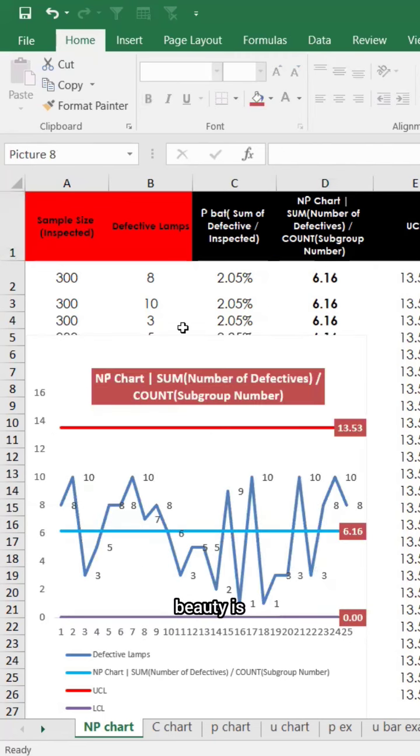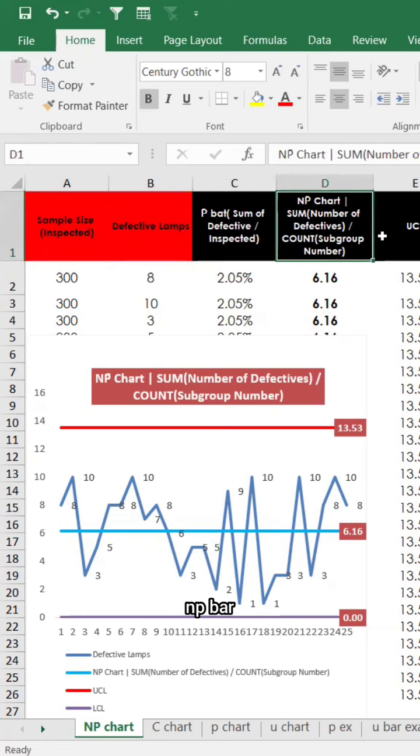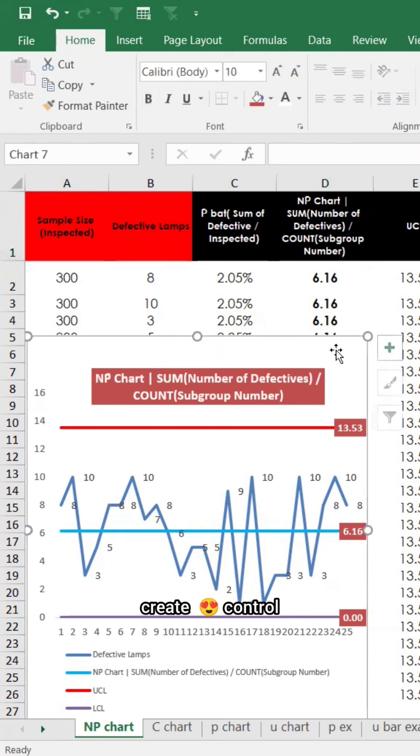The beauty is that whenever you update this, the limits get calculated automatically. The only thing you have to update is these two: the sample size inspected and the defective count. With that, the P bar, NP bar, LCL, UCL, and subgroup, everything will get calculated based on this. So with this, we can create a beautiful control chart called the NP chart.